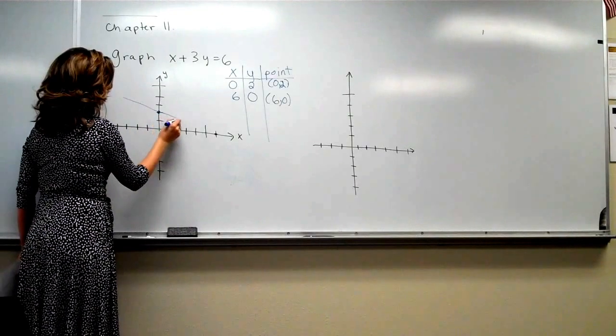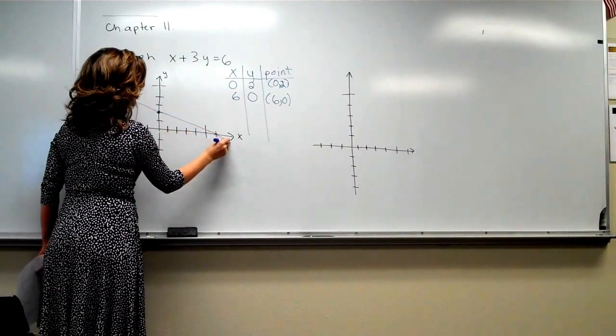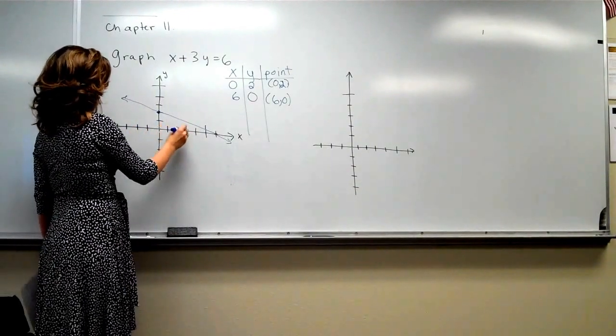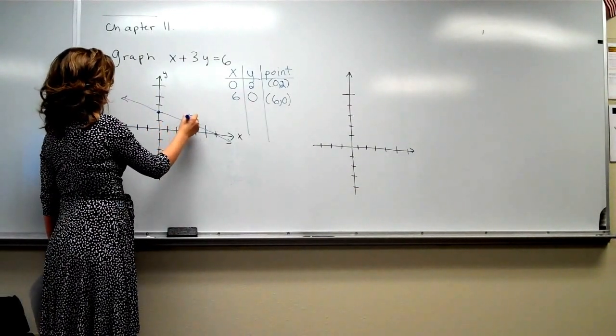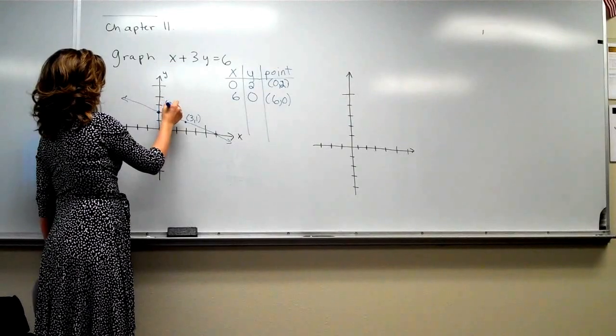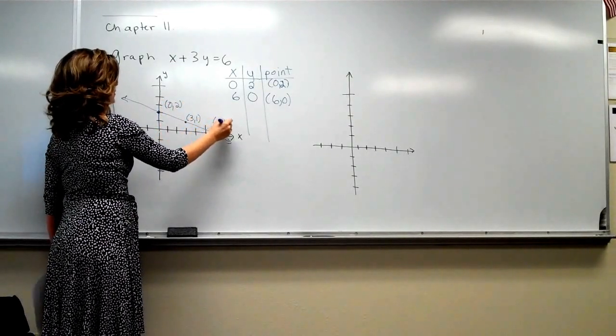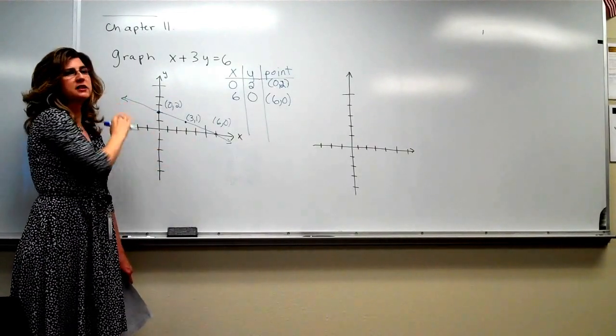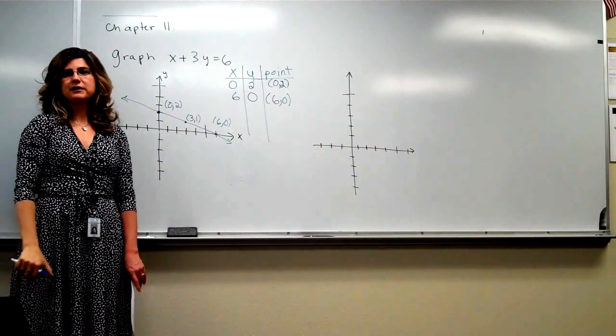Are there only 2 points on this line? No, there are infinitely many points on this line. For example, the point 3, 1 would be on this line. 0, 2, 6, 0. And we could keep going in the direction to the right and to the left. There are infinitely many points in any direction.